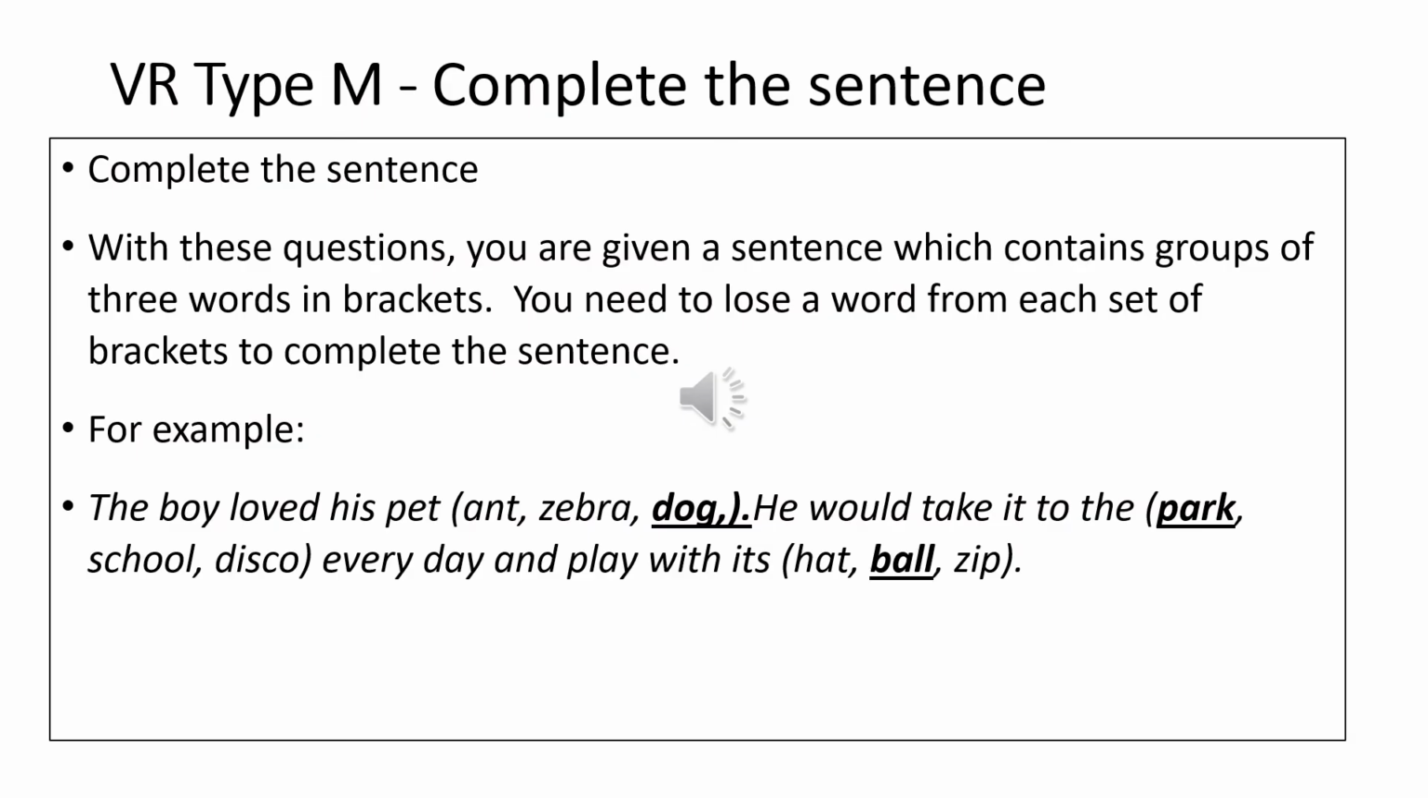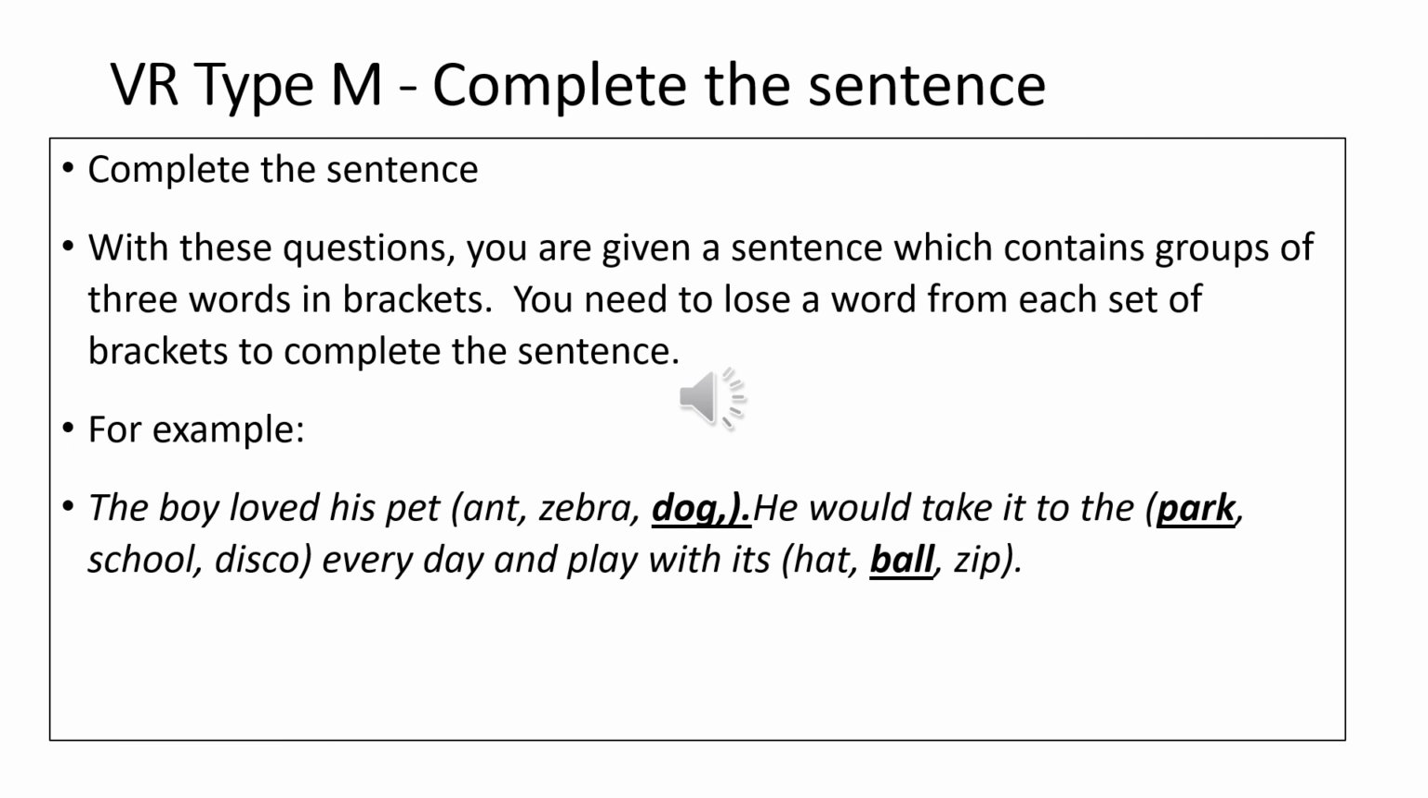So today we are looking at the VR type M, and these are complete the sentences. So what do we do? We complete the sentences. With these questions, you are given a sentence which contains a group of 3 words in brackets. So you have a sentence and you have 3 choices of words to use. You need to choose a word from each set of the brackets to complete the sentence.